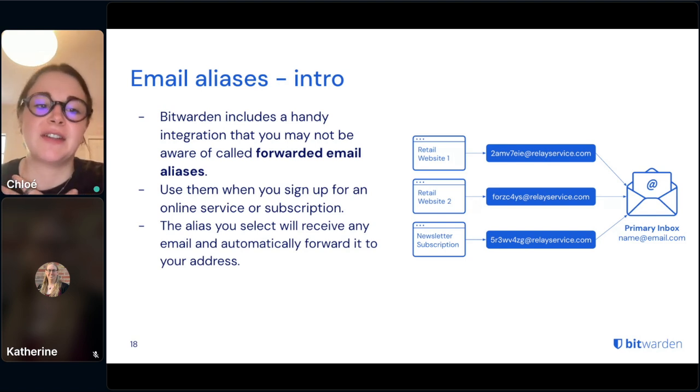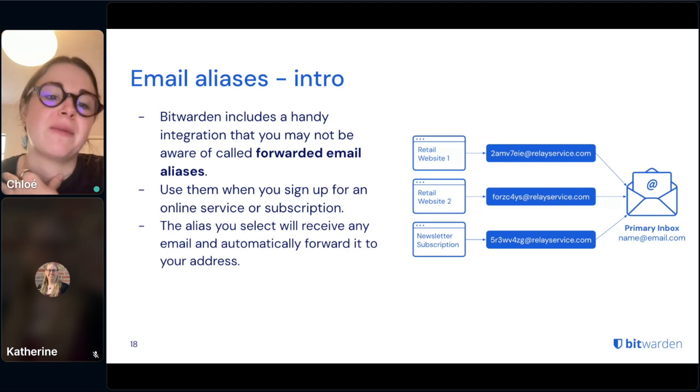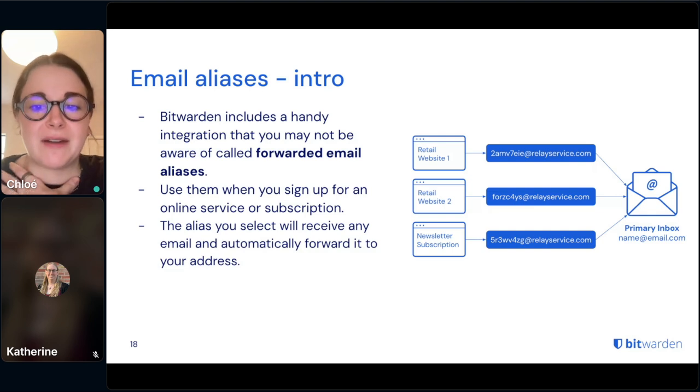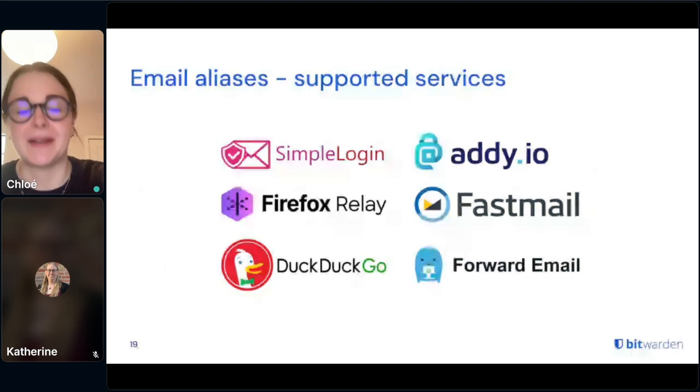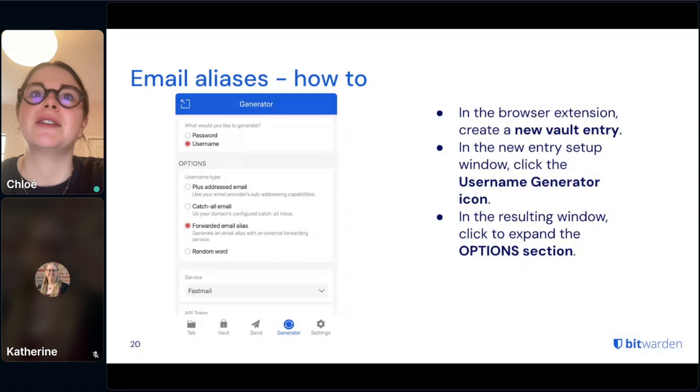And so this feature is available through Bitwarden on our desktop app, web app, browser extension, and mobile app. And these are the email alias services that Bitwarden supports, including DuckDuckGo, Fastmail, and more. And so to set this up, you'll go through the browser extension. You would first start by creating a new vault entry. And then in the new entry setup window, you click the username generator icon. You can see this flow on the left.